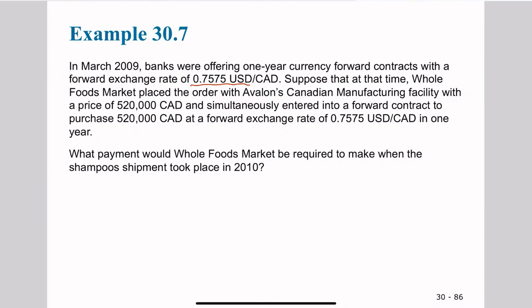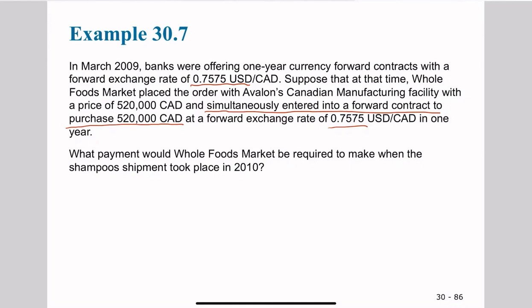So you can see that Whole Foods has entered into this forward contract to purchase this amount of Canadian dollars at the future exchange rate. So basically what will happen in 1 year when the payment is due is Whole Foods will exchange US dollars for Canadian dollars according to the contract. And the exchange rate will be fixed, right? In 1 year, the exchange rate will be 0.7575.